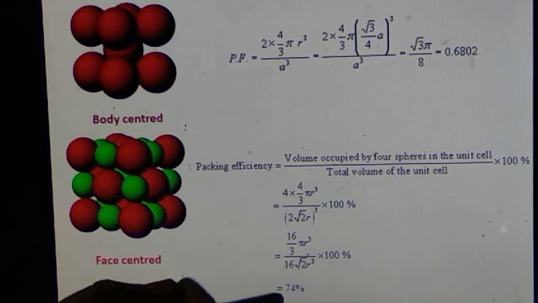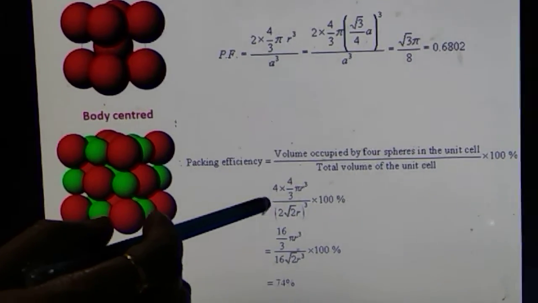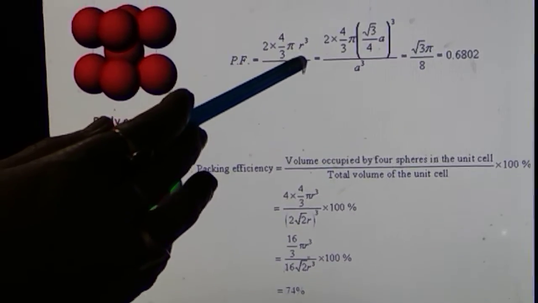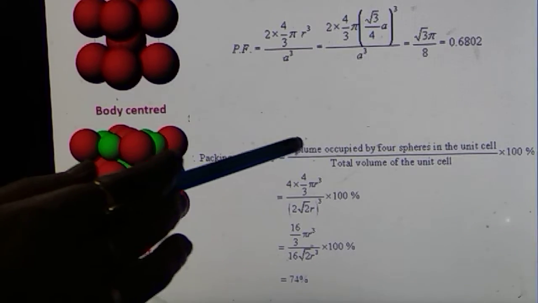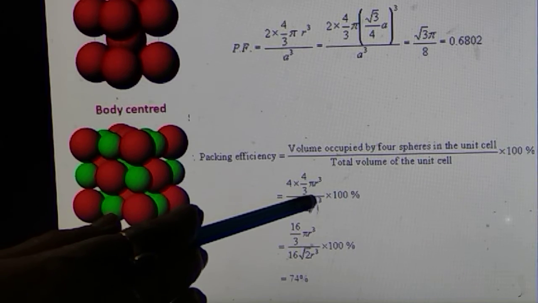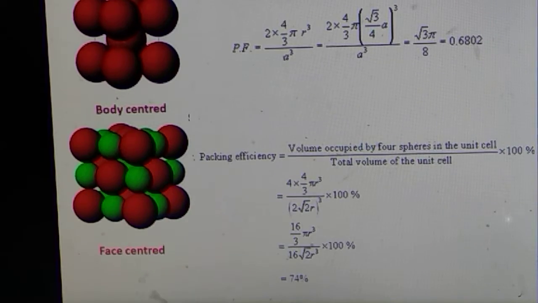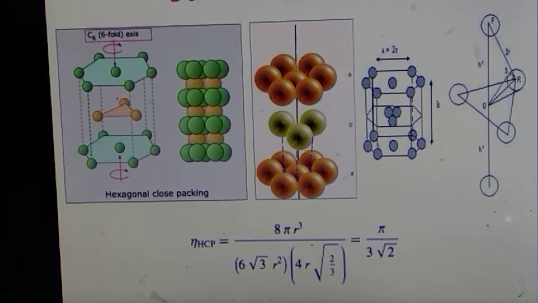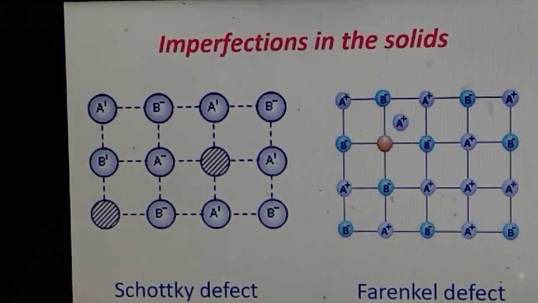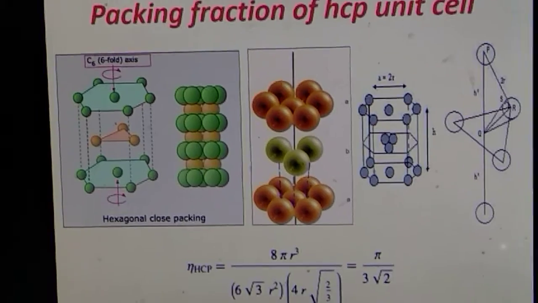So 74%. And for the simple cubic unit cell, students, I have given you the task to complete. The packing fraction will be 1 into 4 by 3 pi r cube into 100 divided by a cube, and a equal to 2 into r. Here you will see the packing efficiency is 52.4%. We have already discussed this. The packing fraction of the HCP unit cell is pi by 3 root 2.